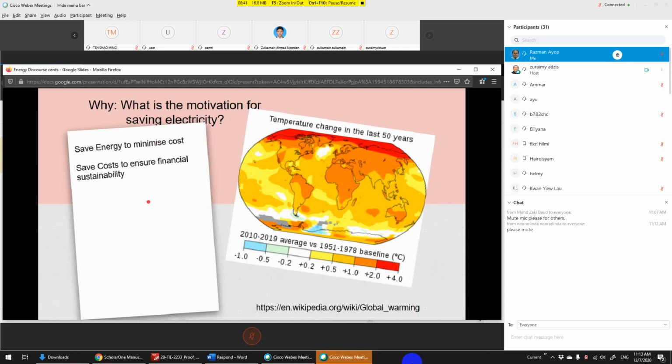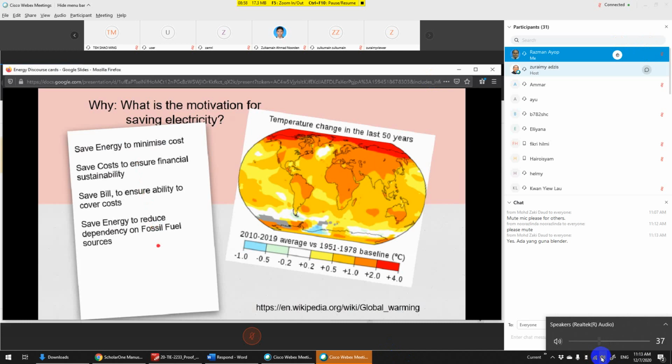What is the motivation for saving electricity? Save cost. Then, yes, save bill. So it's about the same. Save bill to ensure ability to cover cost. This number 2 and number 3 is about the same. I just noticed it. Sorry about that.